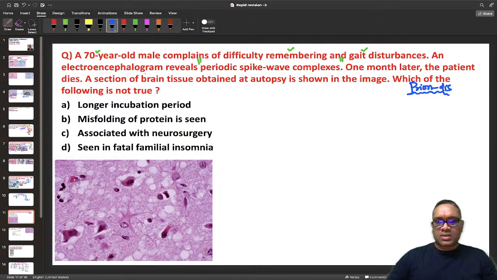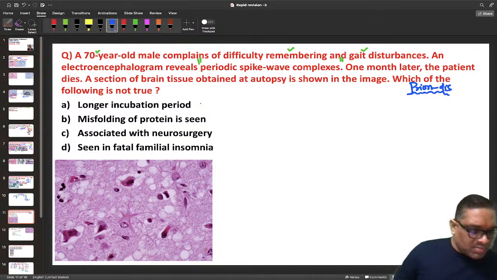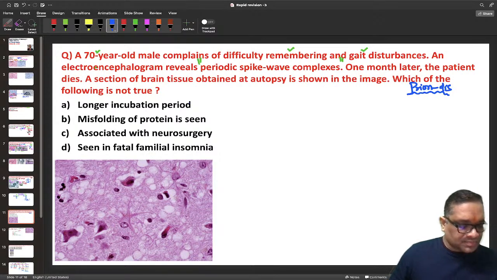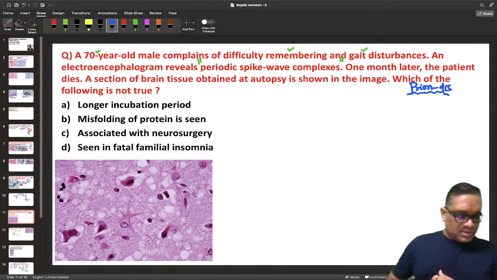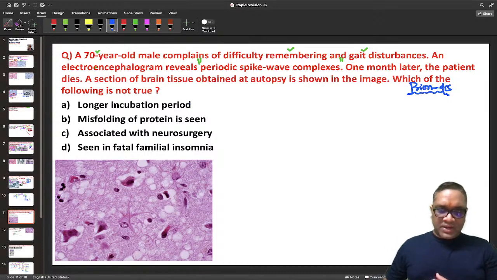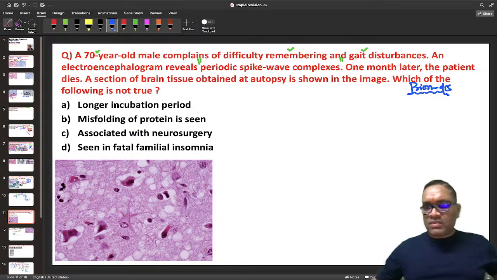So what is not true? In Prion disease, do they have a longer incubation period or a shorter incubation period? Can you tell me in the comment box? Longer or shorter? What is your answer? This is Prion disease, and they will have, remember, periodic spike wave complexes.